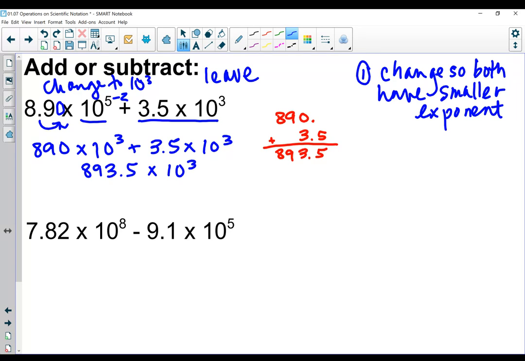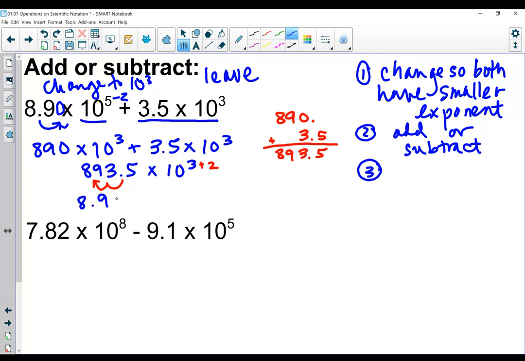Okay, so let's go to our steps over here. So we changed, so both have the smaller exponent, and then we're going to add or subtract. We did that part. But now you're probably noticing that our answer is not really in scientific notation. 893.5 is not a number between 1 and 10, and I have 1, 2, 3 digits before that decimal. So I'm going to have to move my decimal 2 places. So I'm going to have to add 2 back in, and we'll go ahead and fix it. Now we'll have 8.935 times 10 to the fifth.